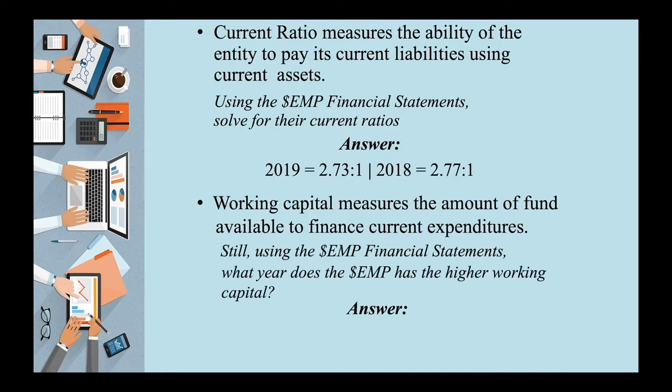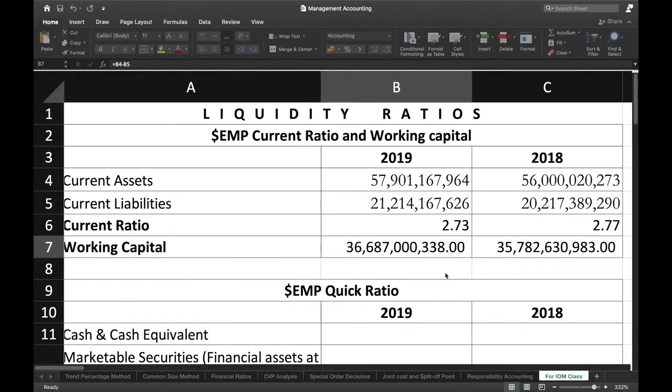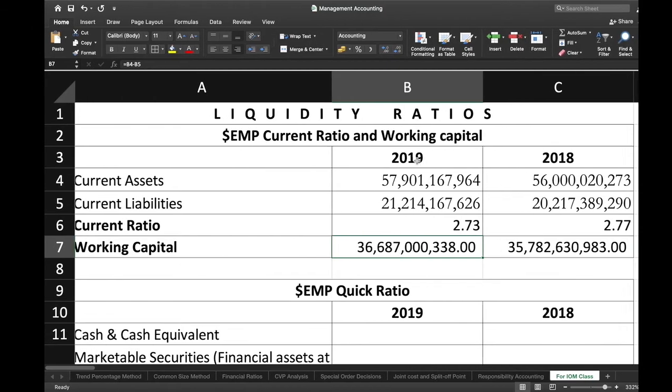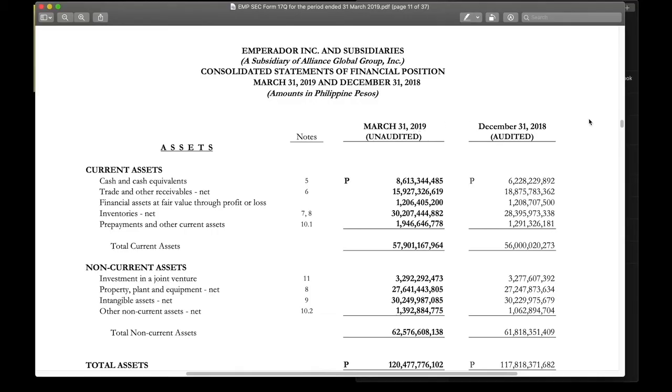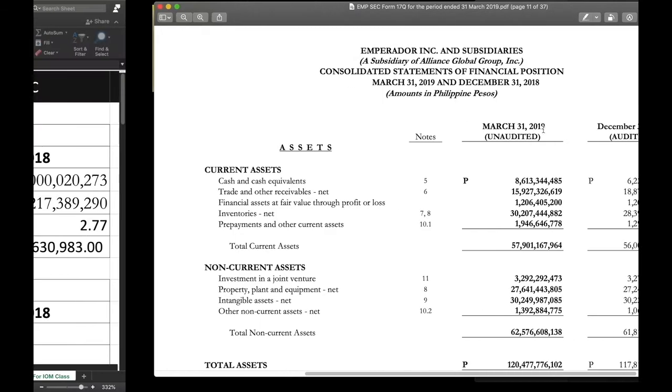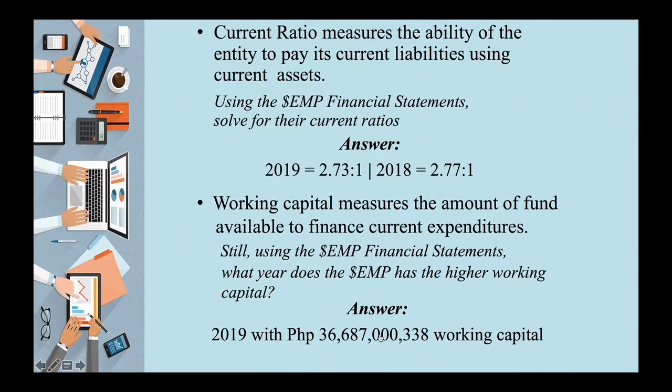Okay, so ayan, nauna na tayo. Ngayon niya palang inutos gawin, nauna na tayo. So for the answer, ang tanong kasi, what year does the EMP has the higher working capital? So basically, answer is 2019. 36,687. Although 2019 kasi first quarter pa lang ito. Wala pang end year yung report. Ended 31 pa lang March 2019. Itong 2018 is yung last na part na ng year. Anyway, so ayan, tama naman tayo so far.